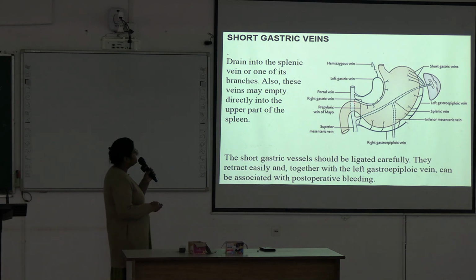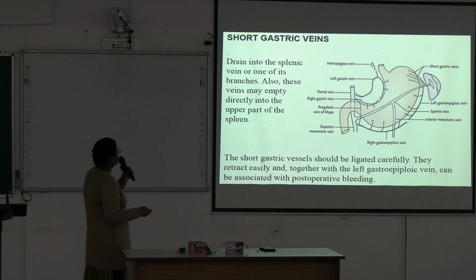And see here the formation of portal vein. Splenic vein joins with the superior mesenteric vein to form the portal vein. Okay, and the left and right gastric veins are draining into this portal vein. This inferior mesenteric vein generally drains into this splenic vein. Short gastric vein and left gastroepiploic veins are also draining into splenic vein, and this right gastroepiploic vein is draining into superior mesenteric vein. So for venous drainage, you practice this diagram. Okay, venous drainage of stomach.